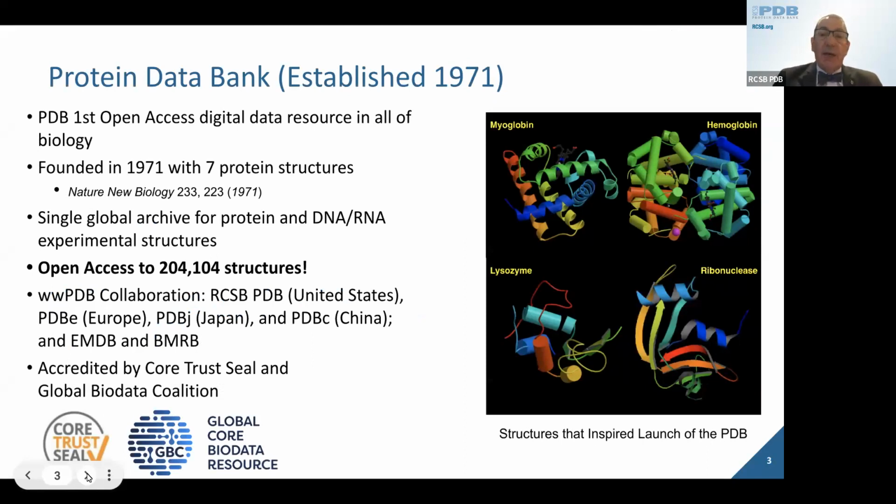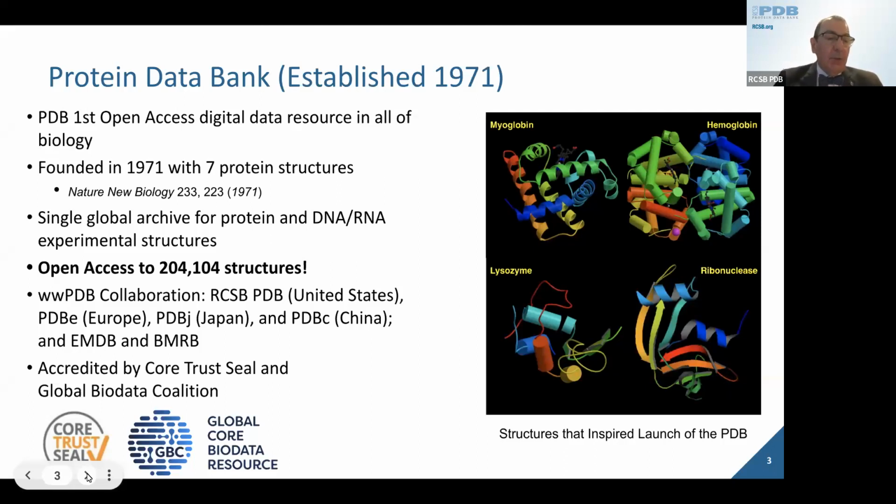The Protein Data Bank was established in 1971 as the first open access digital data resource in all of biology. It started with just 7 protein structures. Some of the inspiration for establishing the PDB is shown on the right-hand side, with the first 2 protein structures, those of myoglobin and hemoglobin, and 2 of the first 3 enzyme structures, that of lysozyme, ribonuclease, and missing here is carboxypeptidase A. We've grown from 7 crystal structures of proteins to become the single global archive for 3D structure information for proteins and nucleic acids.